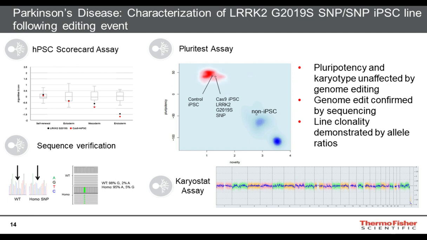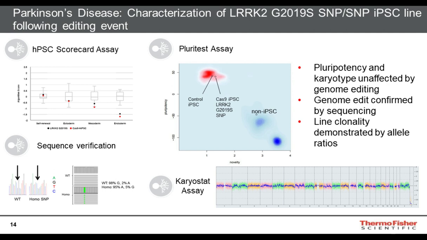And then lastly, we looked at our KaryoStat assay, which is a digital karyotyping assay, to make sure that there was no genomic instability that occurred during the editing and/or clonal isolation via FACS process. But in general, what we observed is that pluripotency and the karyotype were unaffected by the genome editing or single-cell sorting, and we found that the genome edit was maintained in the genome and that the line was indeed clonal after one run of single-cell sorting.